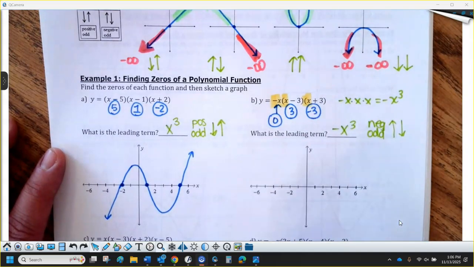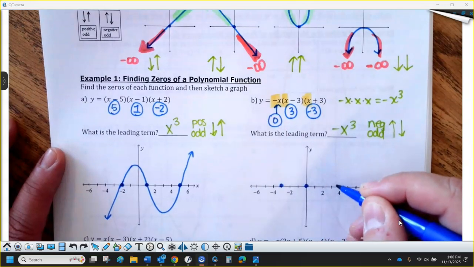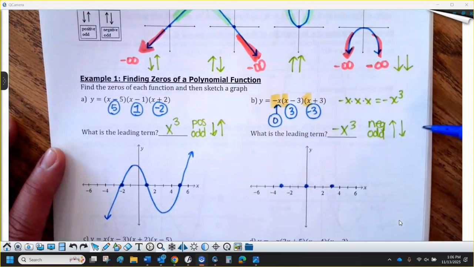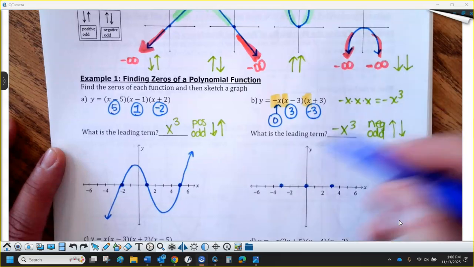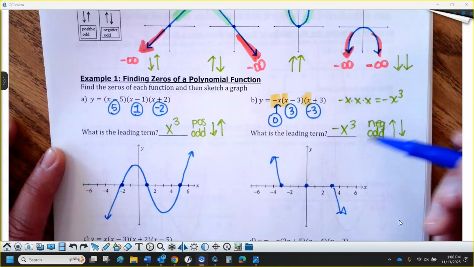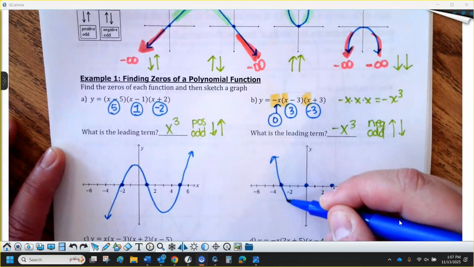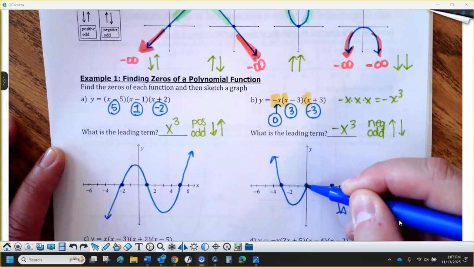So I'm just going to go through my x-axis. I'm going to put a dot at -3, put a dot at 0, and I'm going to put a dot at +3. And then I just go back to my little end behavior. It should go up on the left, down on the right, and then I have to go through the -3, but I have to come back up to go through the 0.